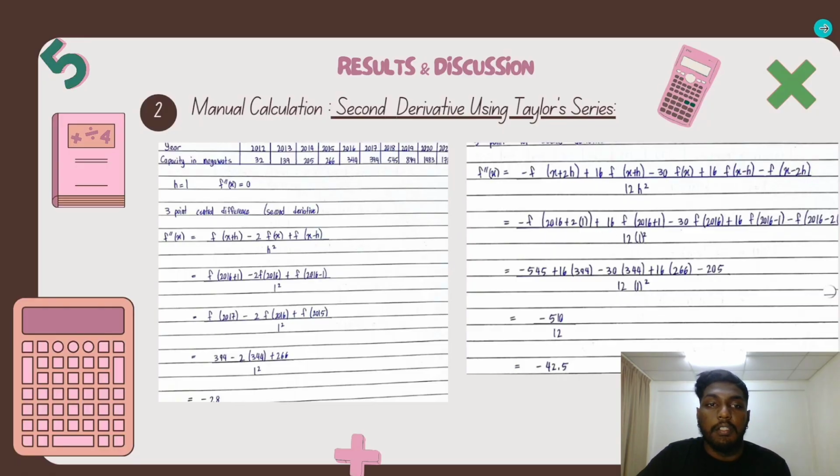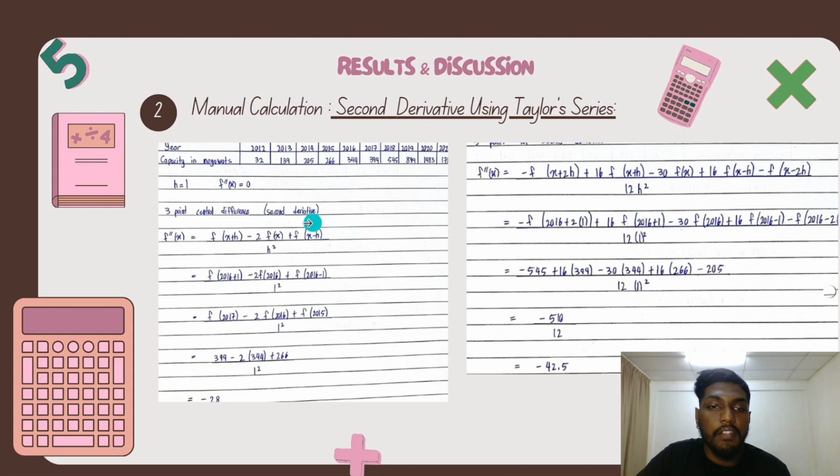Continuing, I am going to the manual calculation part 2, which is second derivative using Taylor series. So the table is already given from the question. We take the year from 2012 to 2021. Also the capacity in megawatts is from 32 to 178. So the h is already given, h equals 1, and the fx prime equals 0. To find the second derivative using Taylor series, the first formula we're going to apply is 3-point central difference, which is for the second derivative.